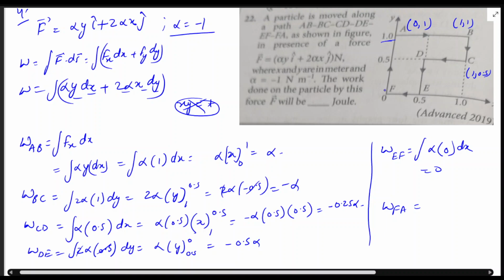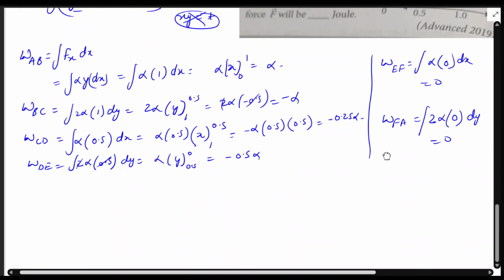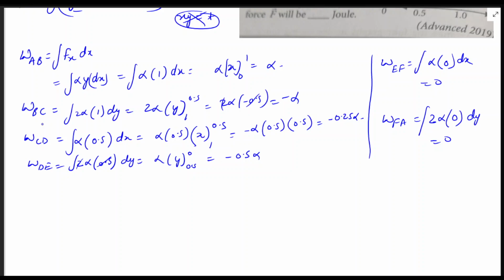The force is changing and displacement is happening in the y direction. So for x there will be no work done, dx will be 0. So we are left with 2 alpha and x is 0 on the y axis, x is 0 into dy. So we'll be having 0, right?